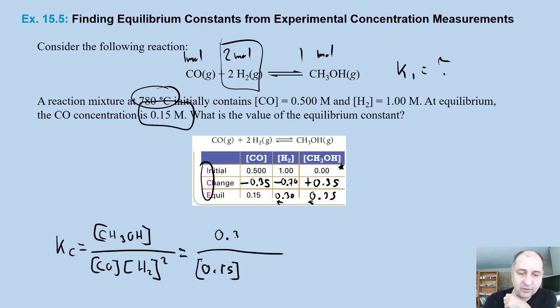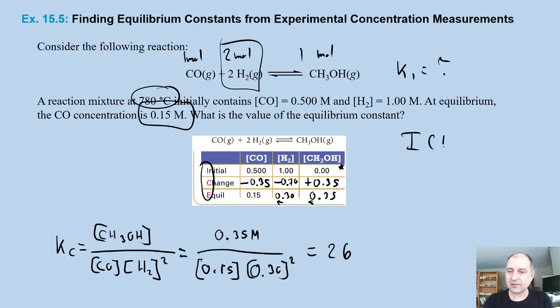Now we can plug it all in. So 0.35, this is M if you wish. And then it is the hydrogen concentration, 0.30 squared. And when I calculate that, it's going to give me an equilibrium constant of 26. So it's not that hard. We call these ICE tables.